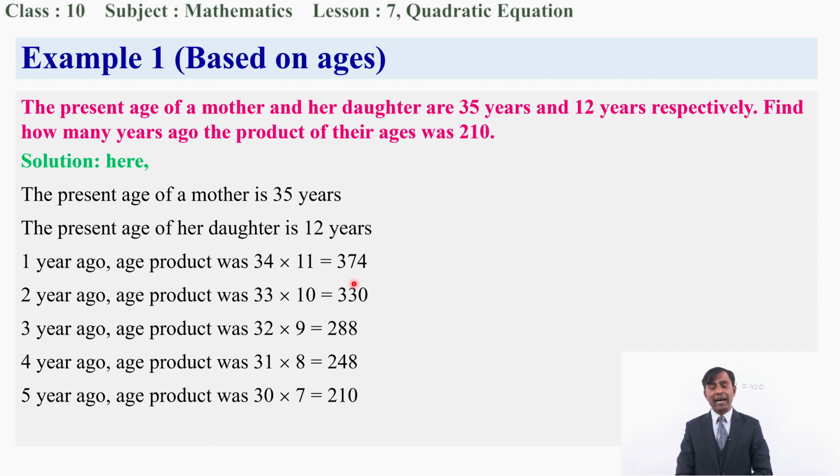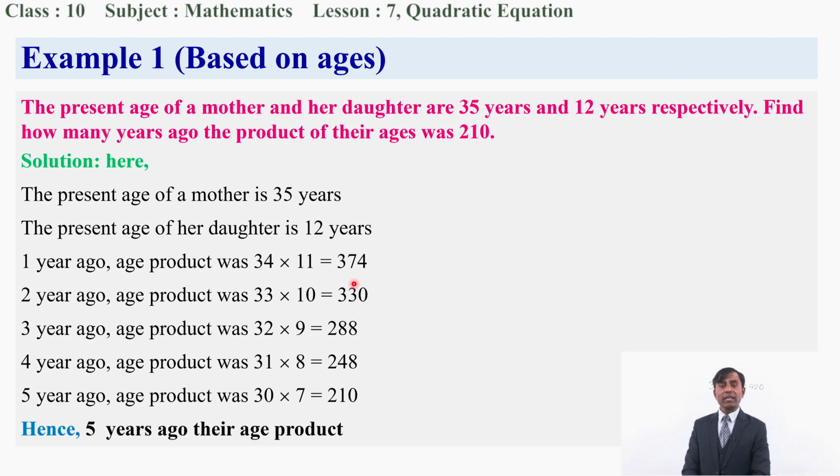Am I right? Are you convinced with this way? I'm sure that you are just doing 1 year before, 2 years before, 3 years before, and so on. We got that 5 years before, their age product was 210. So hence we can say that 5 years ago their age product was 210.